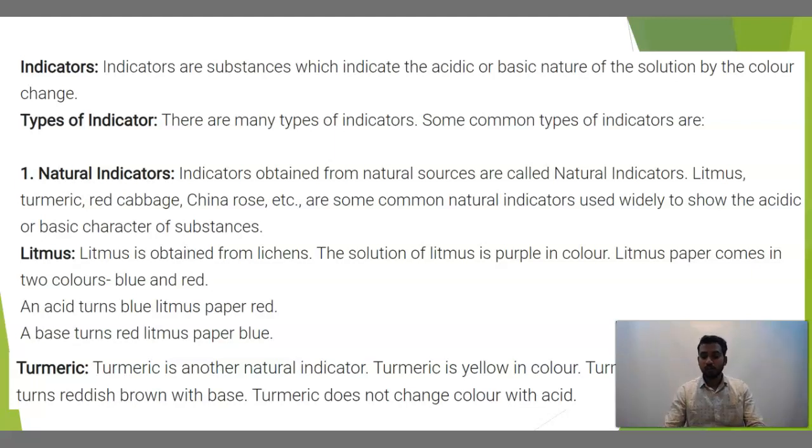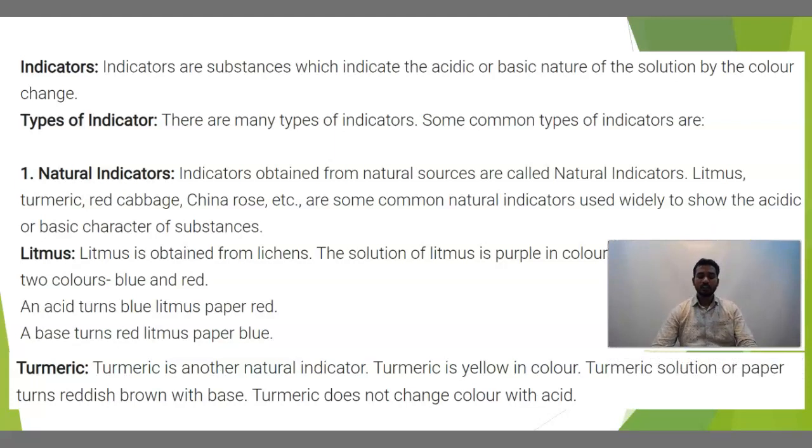Now turmeric, we can see here turmeric is another natural indicator. Usually you have seen, we call that haldi in our home. Anyways, turmeric is yellow in color. So turmeric solution or paper turns reddish brown with base. Whenever turmeric is in contact with base, it converts into reddish brown color. Turmeric does not change color with acid. Remember, maybe this is an examination point of view. Got it? Turmeric deals with base, not with acid.